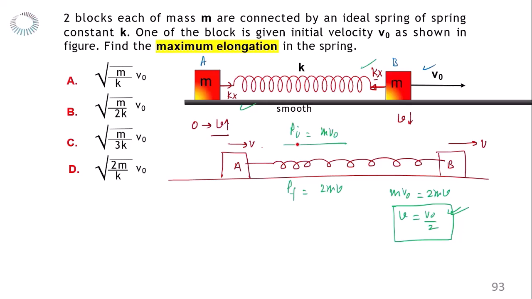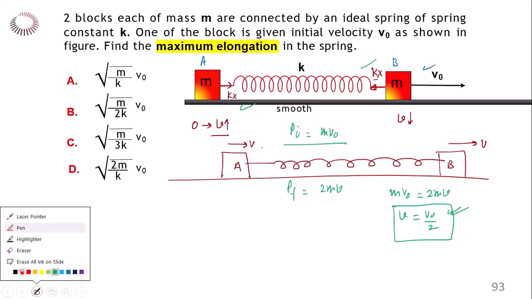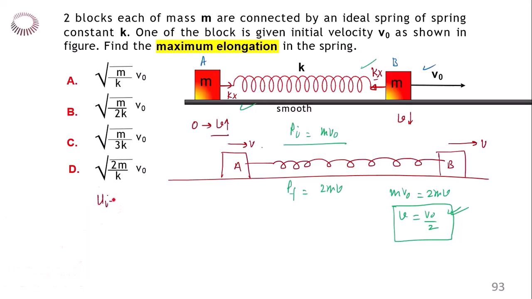So now we do the energy equation. Initially only the kinetic energy of block A is there. So initial potential energy plus initial kinetic energy should be equal to U final plus K final. What is the initial potential energy? That is 0, the spring is in a relaxed condition. So what is the kinetic energy? Kinetic energy is equal to half m into v naught square. Potential energy: now the spring is being extended, maximum elongation, let us say x. So half k into x square, that is the spring potential. In kinetic energy, both the blocks are moving with velocity v, so half m v square multiplied by 2.